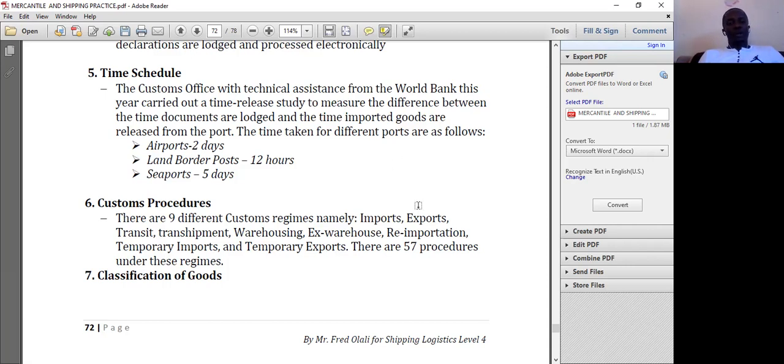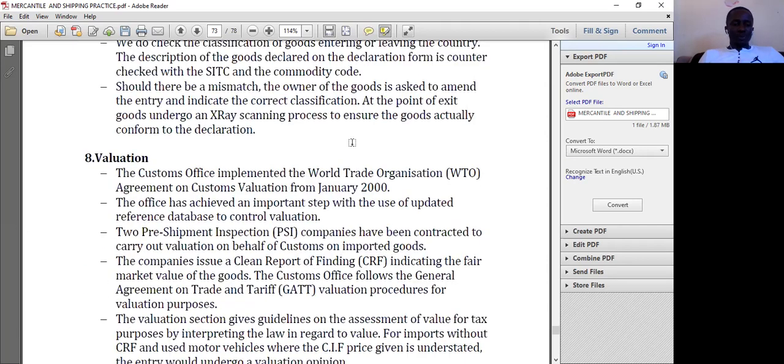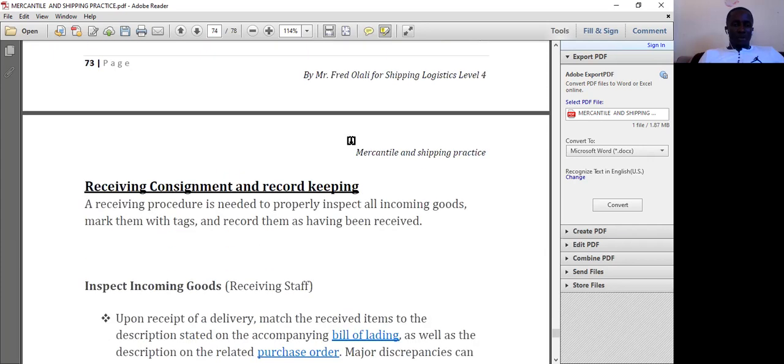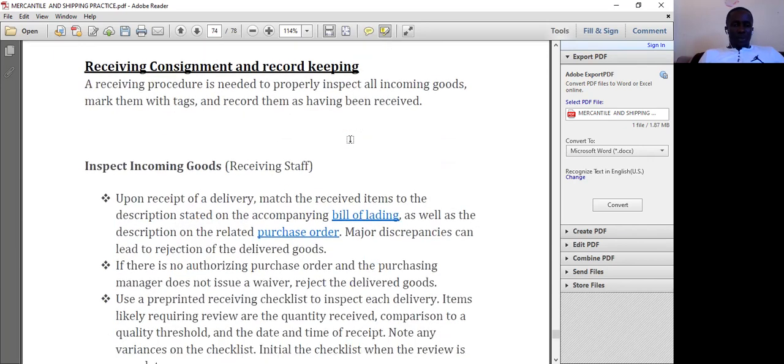So time schedule, the customs office, with the technical assistance from the World Bank, has carried out a lot of operations on that. So in the evaluation, rule of origin, about those ones. Receiving of the consignment and record keeping.